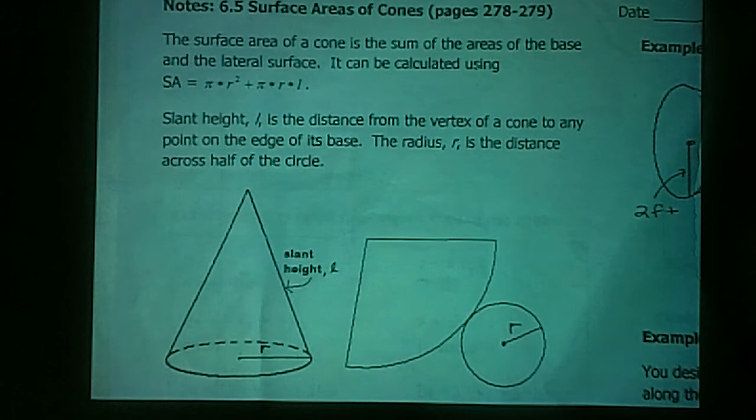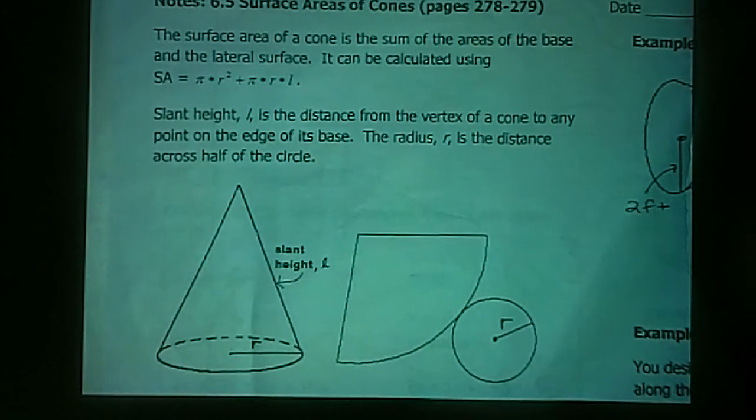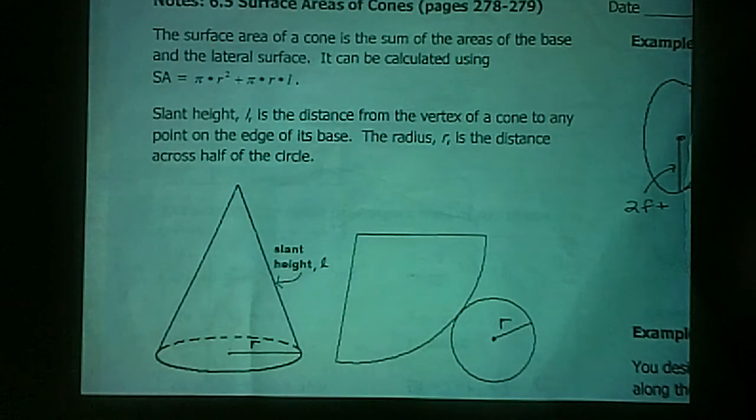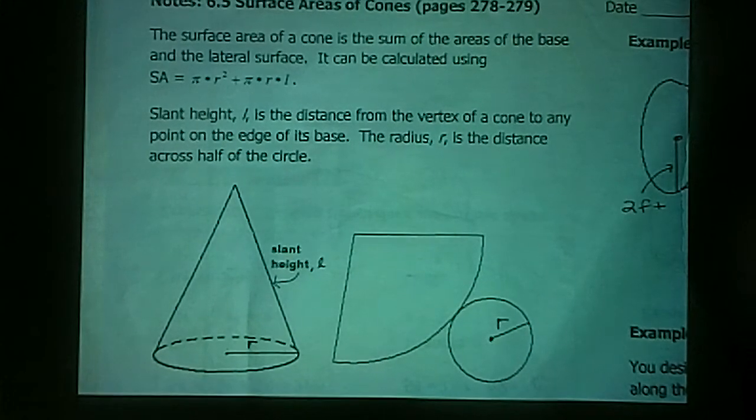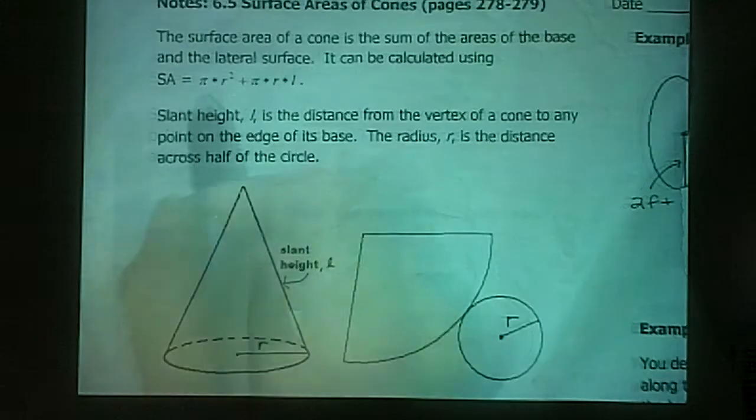Alright, so the surface area of a cone is the sum of the areas of the base and the lateral surface. So we know right now, base, that means the bottom. Lateral surface is kind of like the side. So there's really only two parts to this. There's a bottom and there's a lateral surface. The formula you're going to use to calculate it is right here.